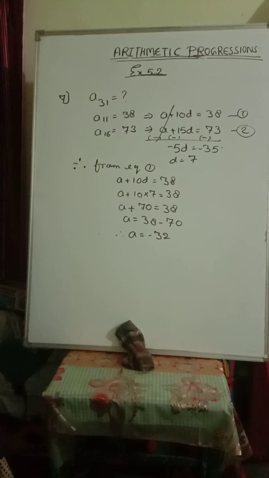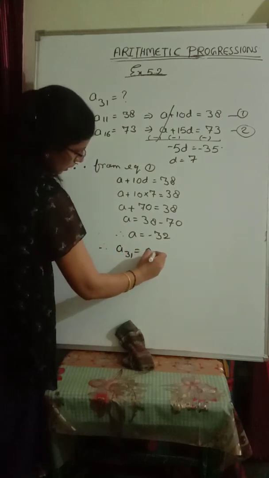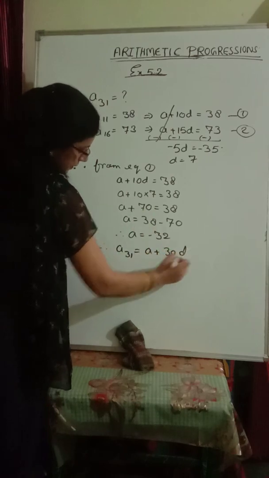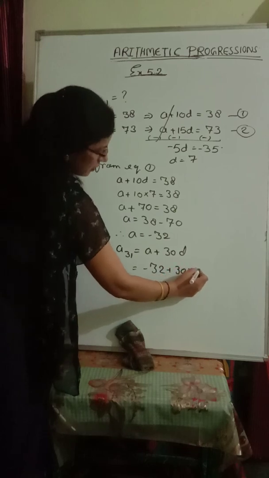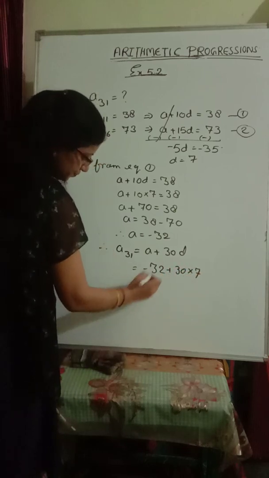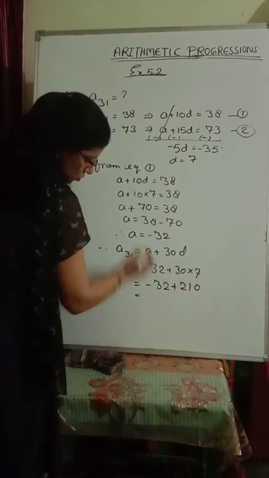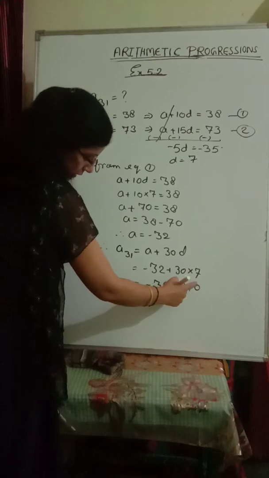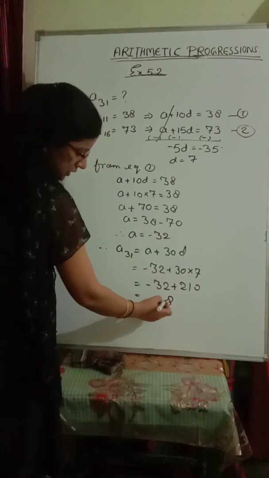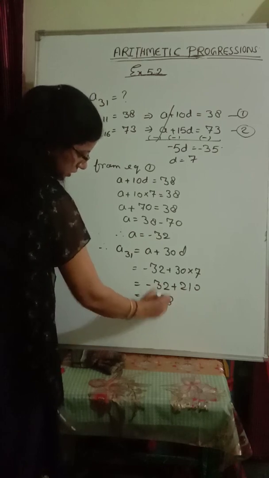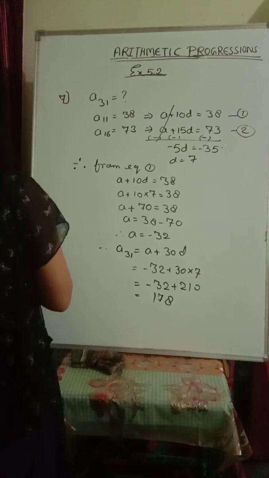So what is the 31st term we will get? Therefore a31 is equal to a plus 30d. What is a? Minus 32 plus 30 into d, which is 7. So solve this: minus 32 plus 210. Subtract it, and we get 178. So the 31st term is 178.